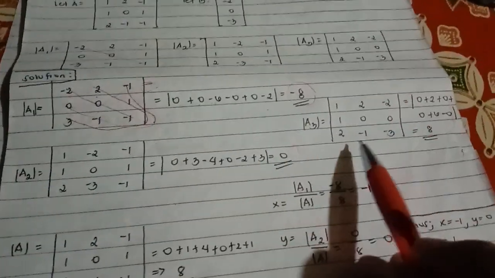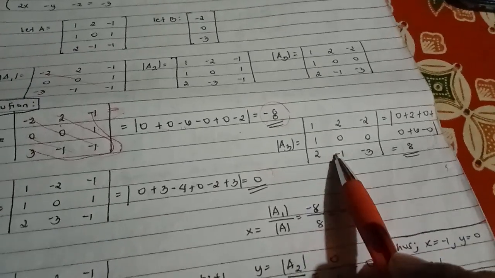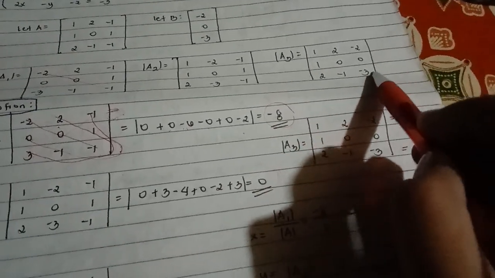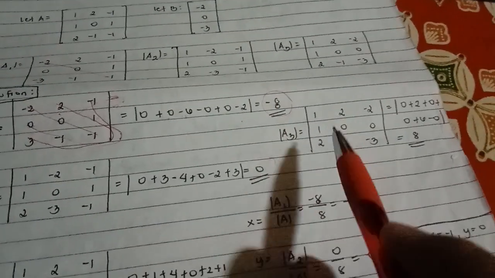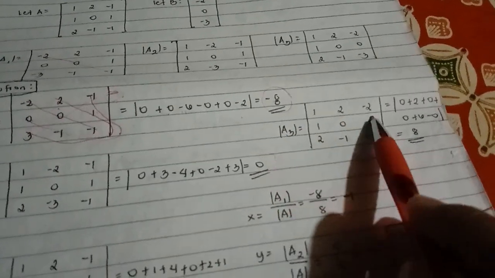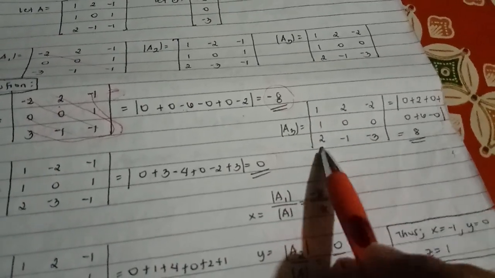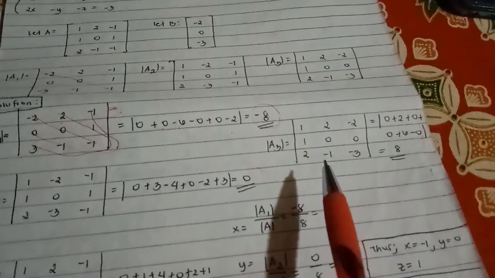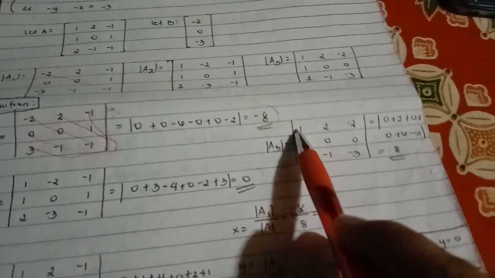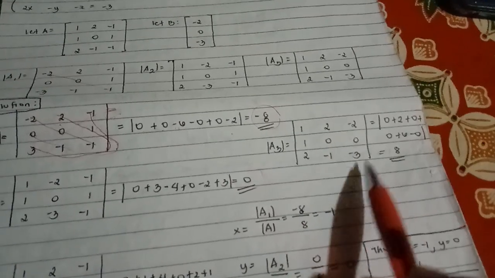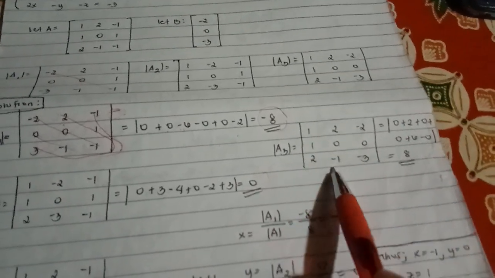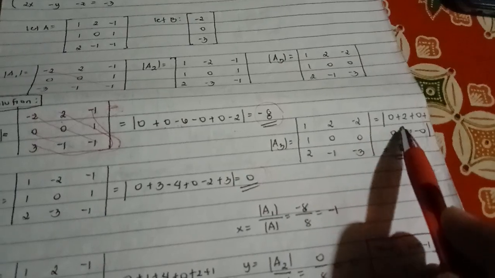So next is A sub 3, or the determinant of A sub 3. So what we will replace is the third column. So the problem is 1, 2, negative 2, 1, 0, 0, 2, negative 1, negative 3. Oh, replace, rather. So same as A sub 1 and then A sub 2. So we multiply: 1 times 0 times negative 3 is equal to 0. 1 times negative 1 times negative 2 is equal to 2.